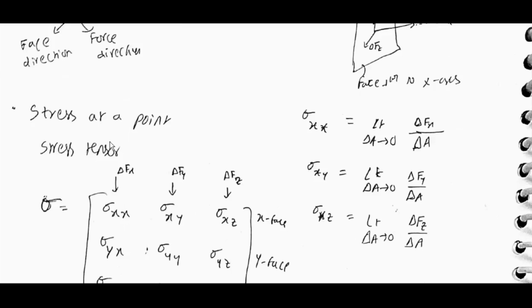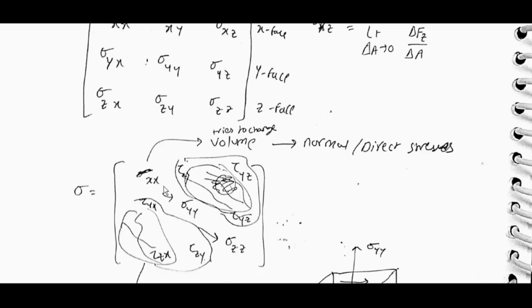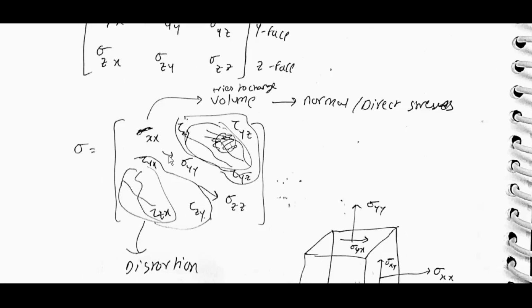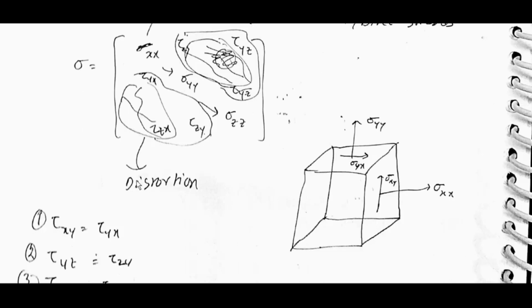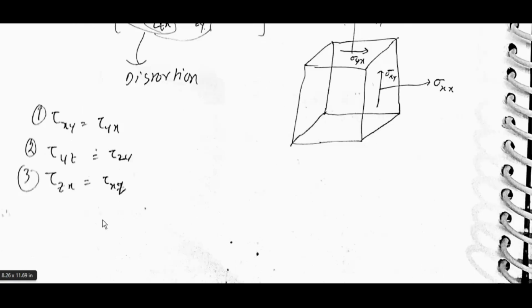Stress at a point, stress tensor sigma is equal to sigma xx, sigma xy, sigma xz, sigma yx, sigma yy, sigma yz, sigma zx, sigma zy, sigma zz. This is x face, y face, z face. This is delta Fx, delta Fy, delta Fz. Sigma xx, sigma yy, sigma zz try to change volume: normal or direct stresses. These all try to cause distortion. Tau xy is equal to tau yx, tau yz is equal to tau zy, tau zx is equal to tau xz.